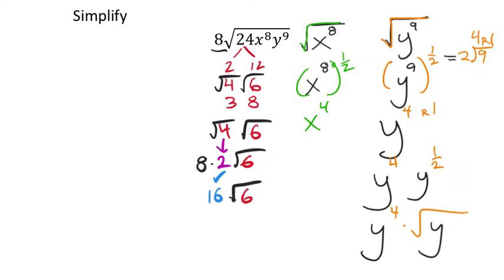Okay, so now I've done all 3 parts on that. So let's start combining stuff. So we got the 16 on the outside, we've got an x to the power of 4, and then I've got my y to the power of 4.